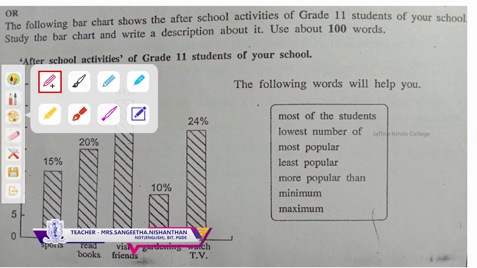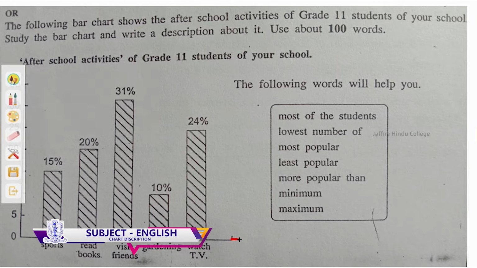Right? So, the after school activities, here this is the x-axis, or we can say the horizontal axis. What does it show? The after school activities, and in the y-axis the percentage is shown. What are the activities mentioned here? Sports, reading books, visit friends, gardening and watching TV.